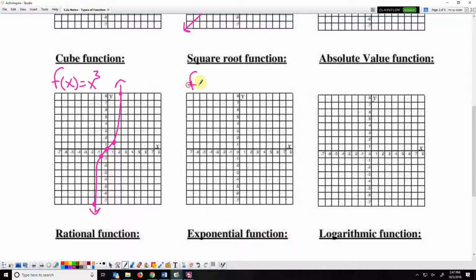A square root function, f of x equals the square root of x. By the way, that's the same as x to the 1/2 power. Now, square root does not allow negatives underneath, so there will be no negative x's. So zeros and bigger. The square root of 0 is 0. The square root of 1 is 1. The square root of 2, it is a real number, but it's not an integer, so I'll continue. Square root of 3, no. Square root of 4 is 2.